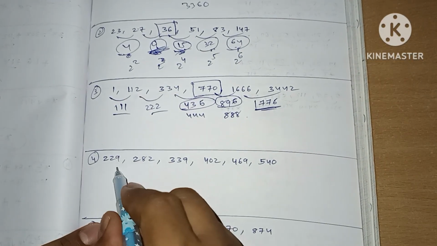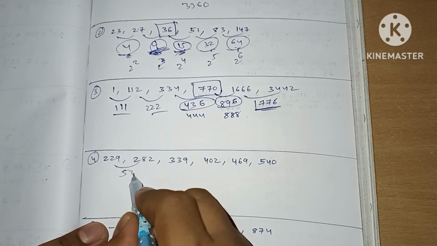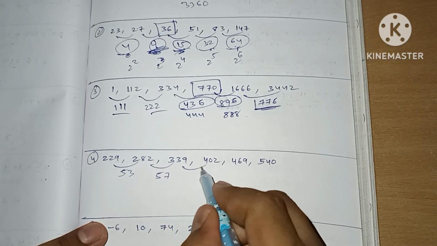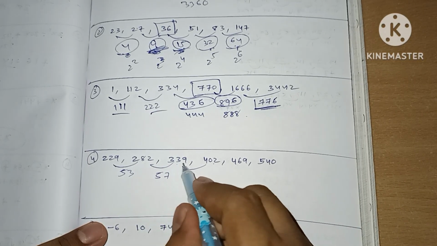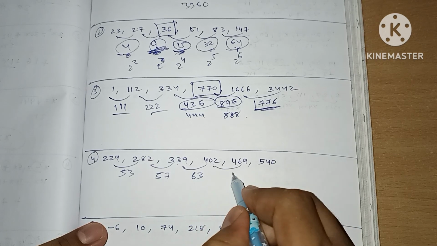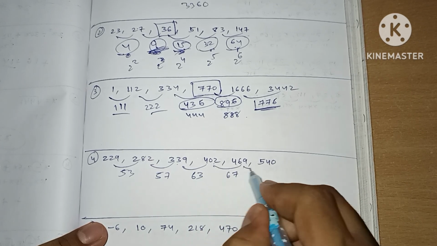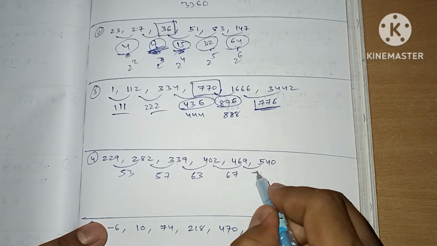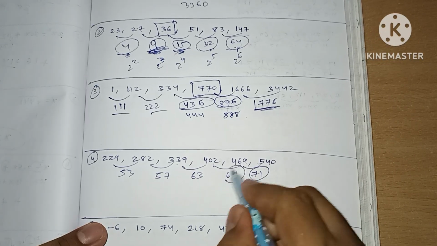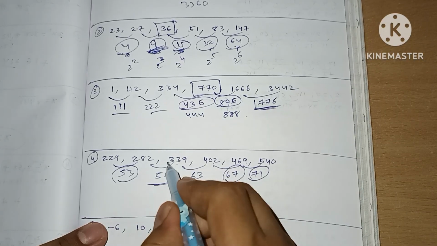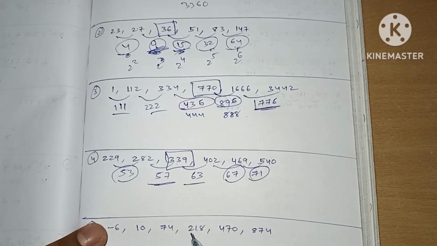Next one. Here the difference is 53. Here the difference is 57. Here the difference is 63. Okay, here the difference is 67. Here the difference is 31 plus 40, 71. So these are prime numbers, but these two are not prime numbers. So our wrong number is this one.